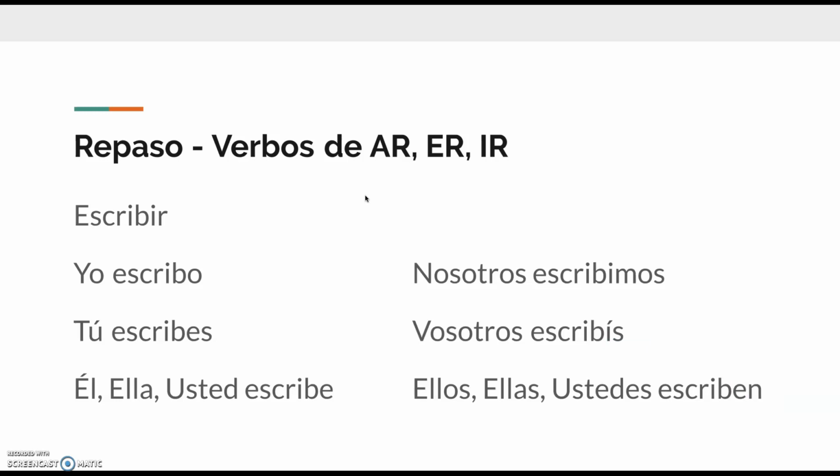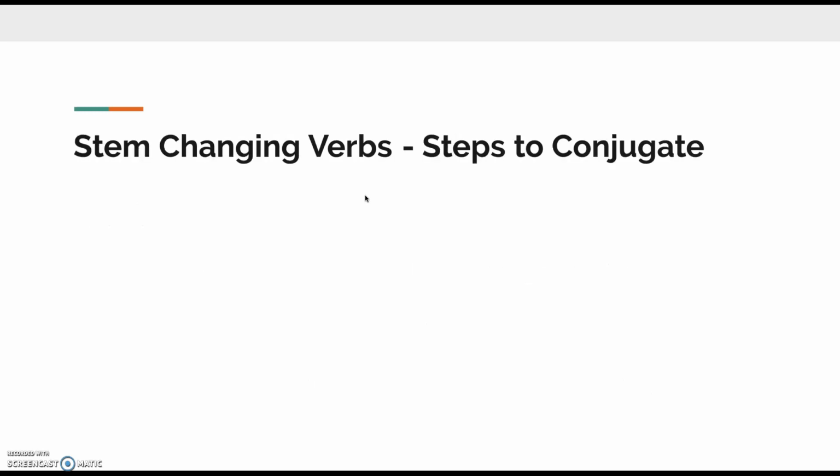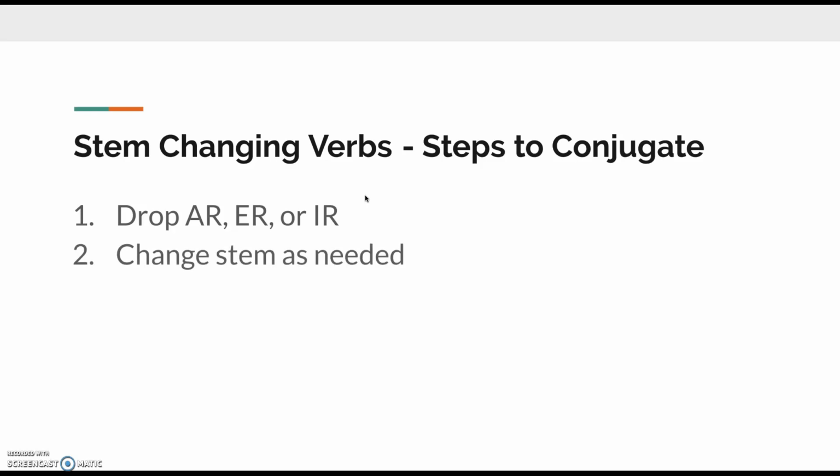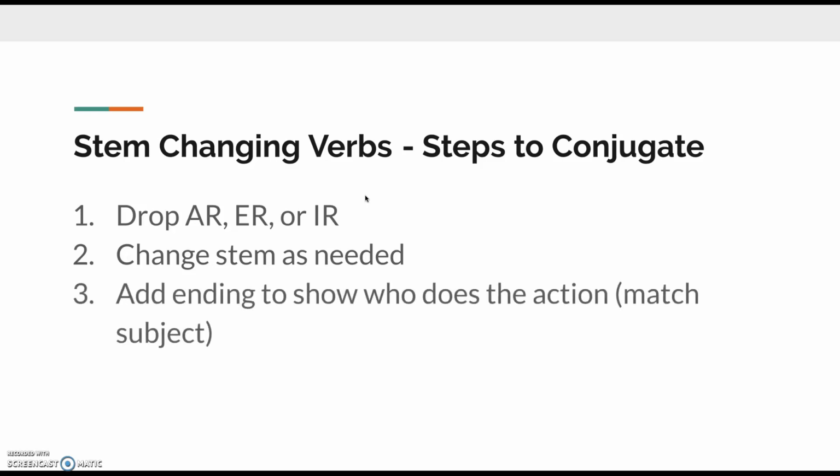Ready to move on to our stem-changing verbs? Let's move ahead. Stem-changing verbs have three steps when we conjugate. First is to drop AR, ER, or IR, just like we did before. Then, our new step is to change the stem as needed. And then we'll add the ending to show who does the action, matching the subject, just like we did before.